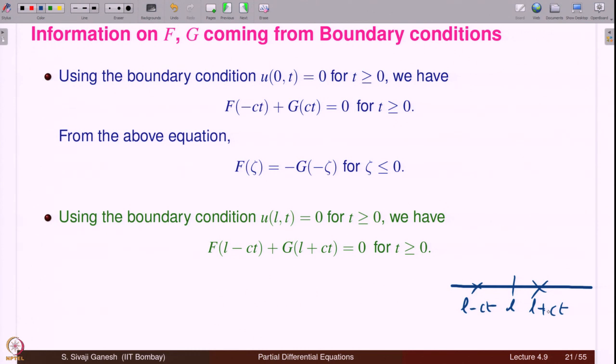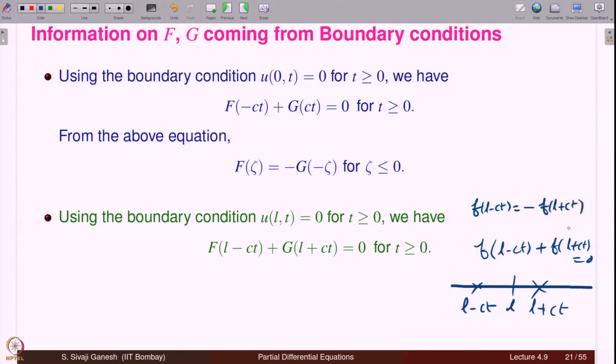See, had it been the same function, imagine it was some function f of L minus ct plus f of L plus ct equal to 0. Imagine this is something different from what we are considering here. Then this actually means what? f of L minus ct is equal to minus f of L plus ct.